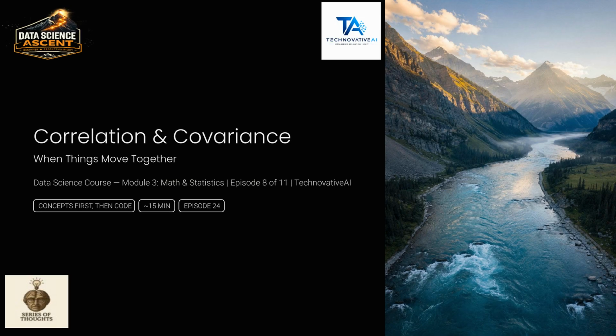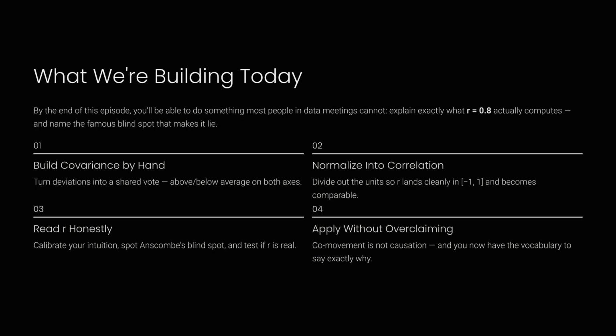Welcome to this video on correlation and covariance. In episode 8, we'll explore what it means when two variables move together and how to quantify that relationship. By the end of this video, you will be able to explain exactly what the correlation coefficient computes, and you will learn about the famous blind spot that can make it misleading.